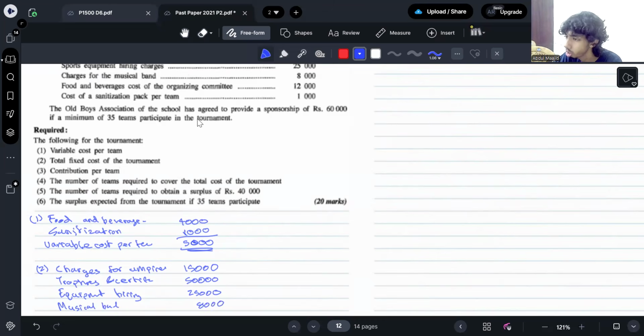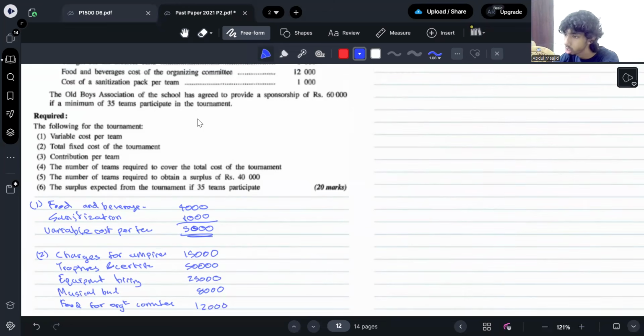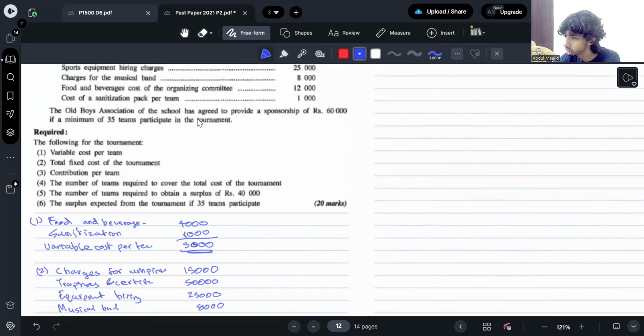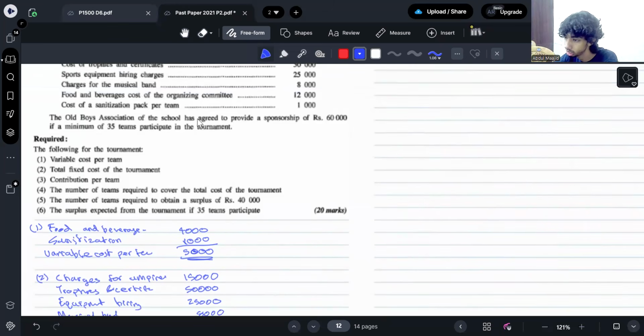Then food and beverage for the organizing committee. That's a fixed cost. Food for organizing committee 12,000. Okay, those are fixed costs. I didn't see this. The Old Boys Association of the school has agreed to provide a sponsorship of 60,000 if a minimum of 35 teams participate in the tournament. Okay, that is if 35 teams are participating. Okay.